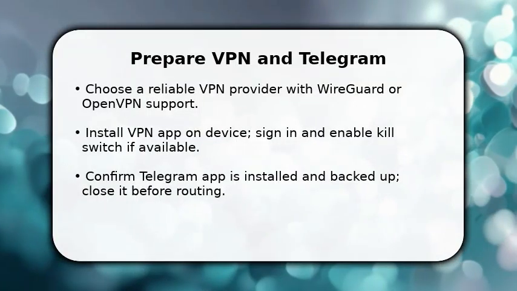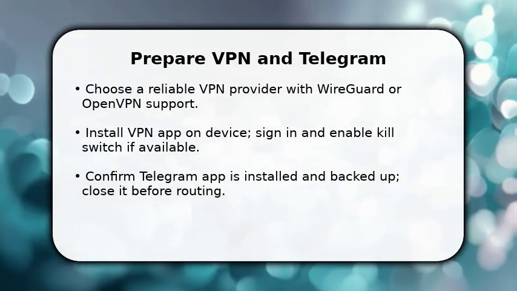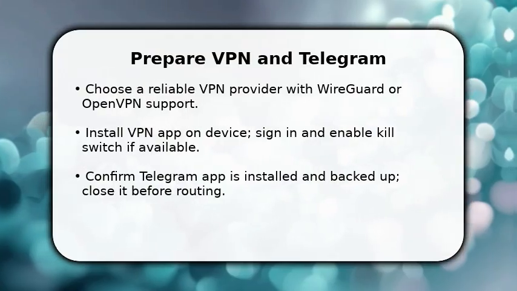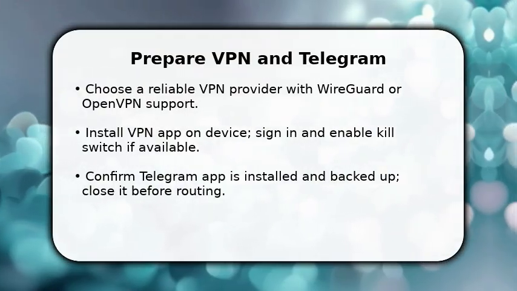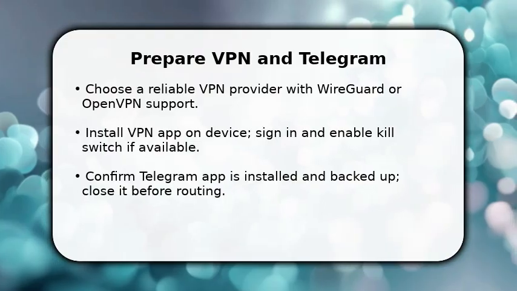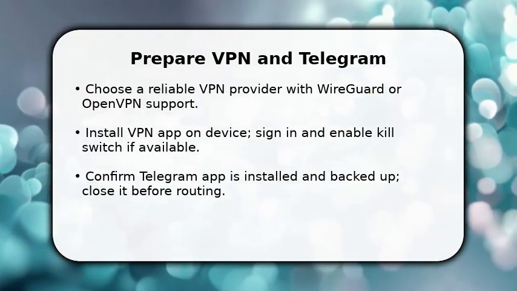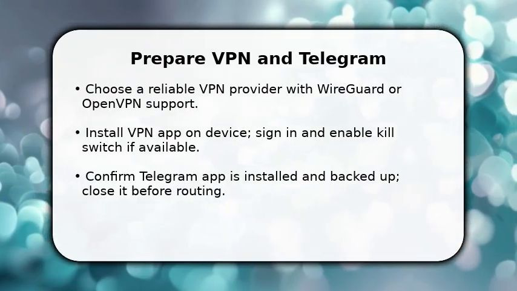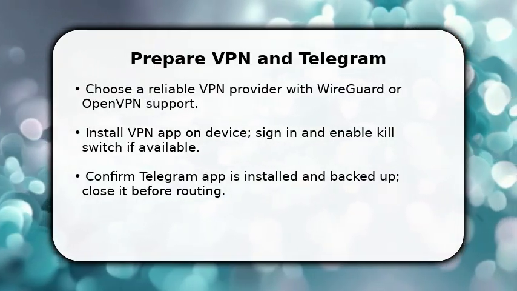You start by preparing both apps. Install and sign into your chosen VPN and make sure Telegram is updated. Once done, enable the VPN kill switch so traffic stops if the VPN drops. Make sure you close Telegram before changing network settings to avoid leaks. You do this to guarantee all connections reopen under the VPN.